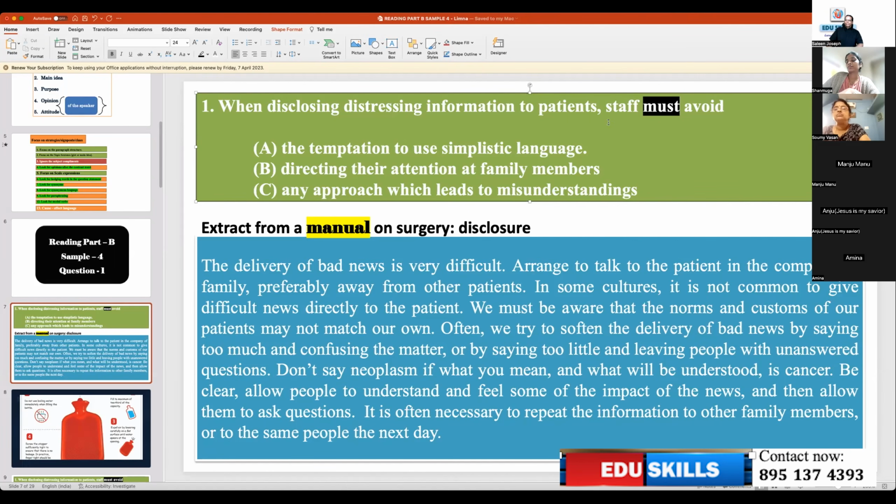When disclosing distressing information to patients, staff must avoid: first option, the temptation to use simplistic language; directing their attention at family members; any approach which leads to misunderstandings. Now, from our general knowledge, what do you feel about these options? When you are disclosing distressing information, you know, you are disclosing sad news. Maybe someone has got cancer or some condition which is very shocking. The first option says don't use simple language. Use all medical jargon. Don't say simply cancer, some other technical name you say. What is the other name for cancer? Carcinoma.